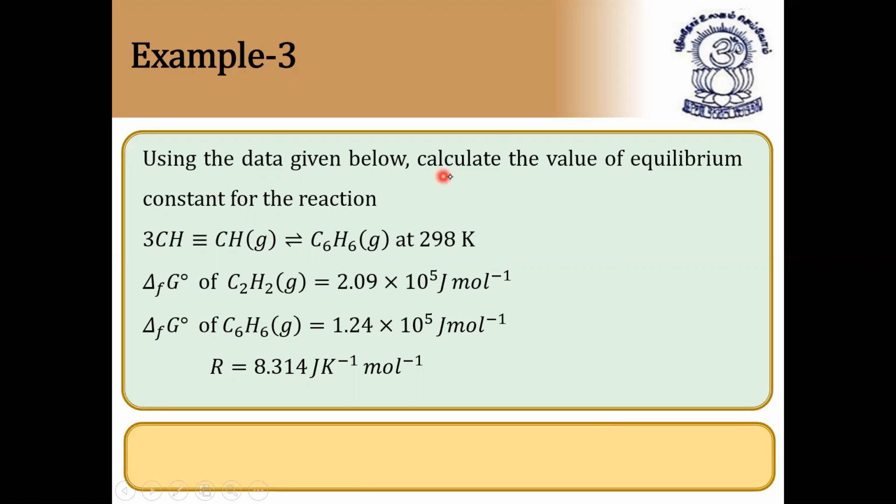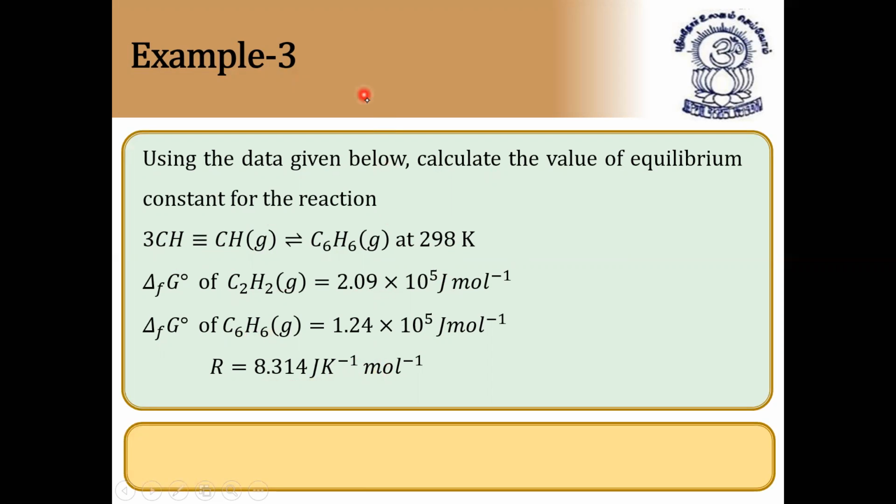Using the data given below, calculate the value of the equilibrium constant for the reaction. 3 moles of acetylene changes to 1 mole of benzene gas at 298 kelvins. They have given delta G of formation of acetylene as 2.09 into 10 to the power 5, and delta G of formation of benzene as 1.24 into 10 to the power 5. R value is equal to 8.314.